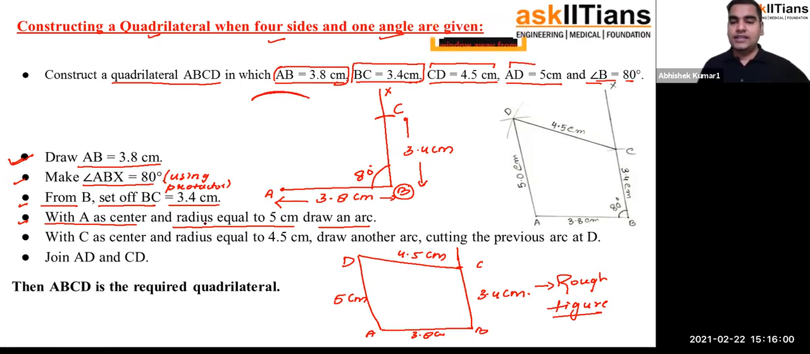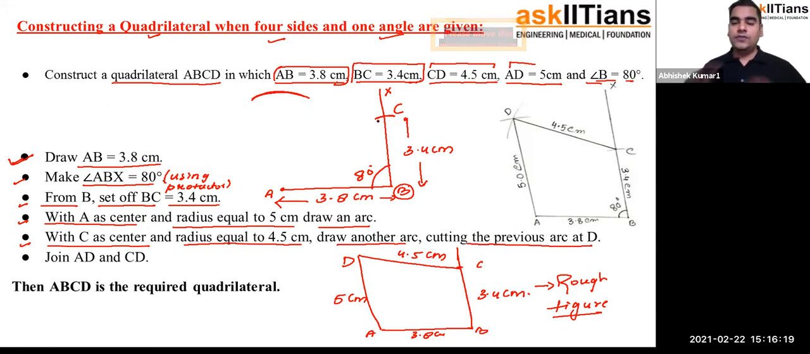Because we have made the arc assuming A to be the center and the arc length is 5 centimeter. Now the remaining side is of length 4.5 centimeter. So what you have to do, with C as center and radius equals to 4.5 centimeter, draw another arc cutting the previous arc at D.